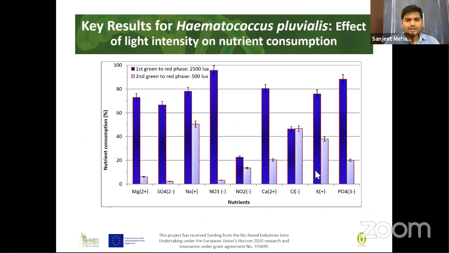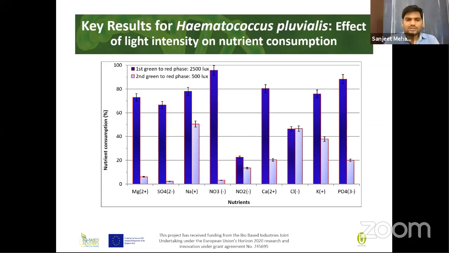So here we also assessed the nutrient consumption efficiency and found that with the higher stress condition, nutrient consumption efficiency was higher than 60% for most of the nutrients. The highest nutrient consumption efficiency was for nitrate with the high stress condition with the light intensity of 2500 lux on the surface of photobioreactor. While with the less stress conditions, the nutrient consumption efficiency was below 50% for all of the nutrients. So we conclude that stress conditions help in the consumption of nutrients to accumulate the compound, that is the astaxanthin, from Haematococcus pluvialis.